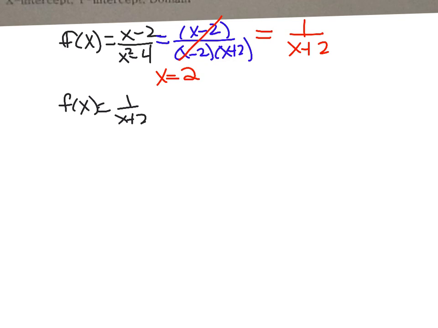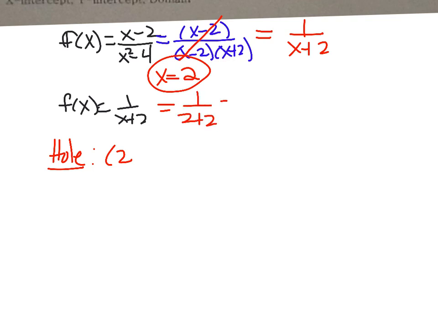All right, so now let's start with the hole here. So for your hole, right, I know my x is 2, so I just got that here. To find the y value, you plug in the 2 for x. So it's 1 over 2 plus 2. So it's 1/4. There's your y value.